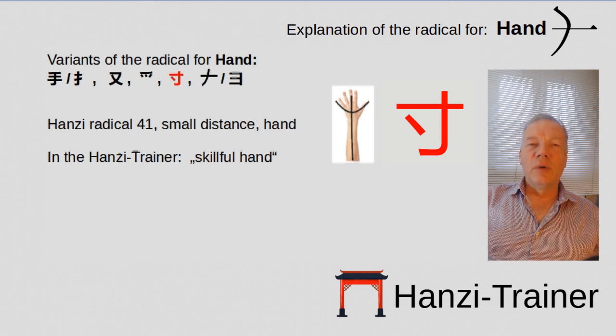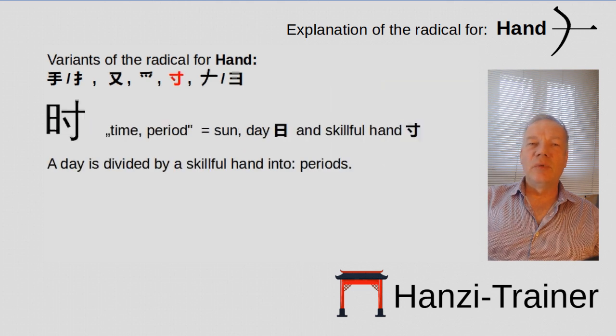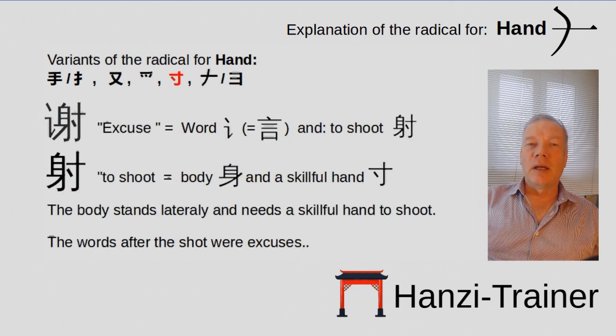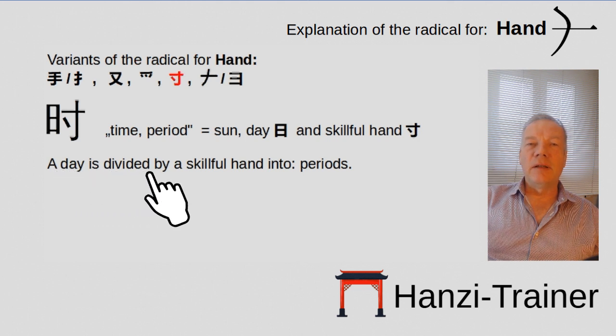In the kanji trainer, this radical is always used with the meaning skillful hand. Coming to the first character, it has the meaning time or period, and it is composed by the characters for sun or day and that skillful hand. The memory phrase is: a day is divided by a skillful hand into periods. Again, a day is divided by a skillful hand into periods.